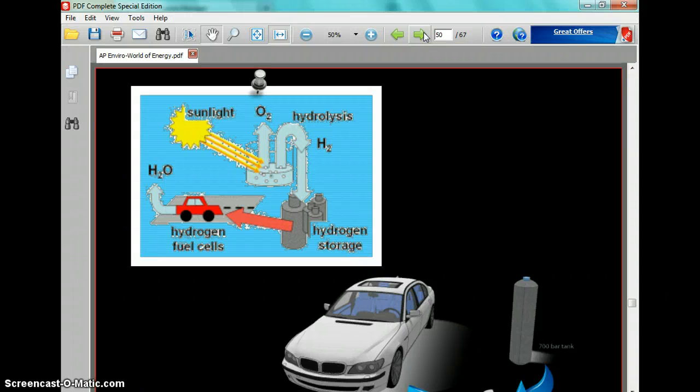At the top is a diagram of hydrogen being harvested. You see the sunlight on the water, in the tube, and then the water evaporates, the oxygen evaporates, leaving just the hydrogen, which goes into storage, and then it's used in the hydrogen engine.